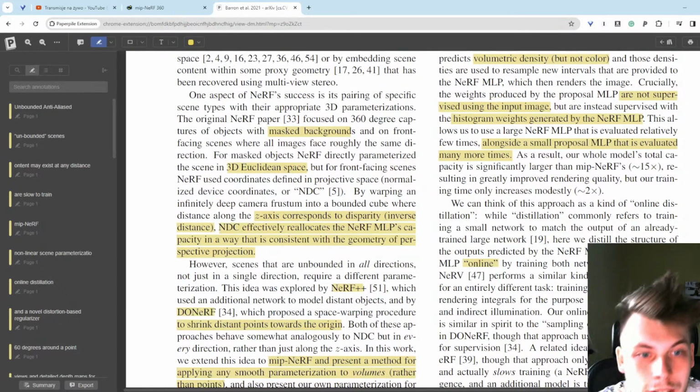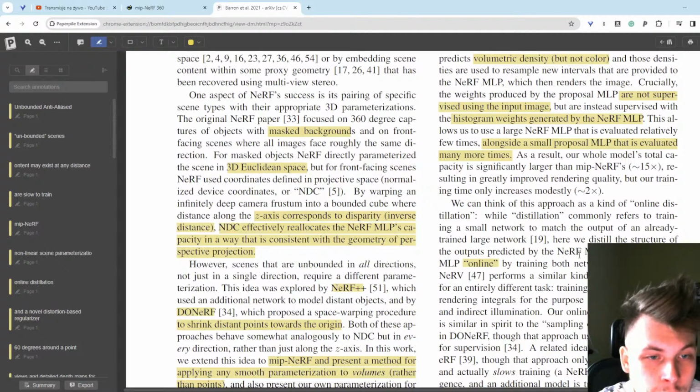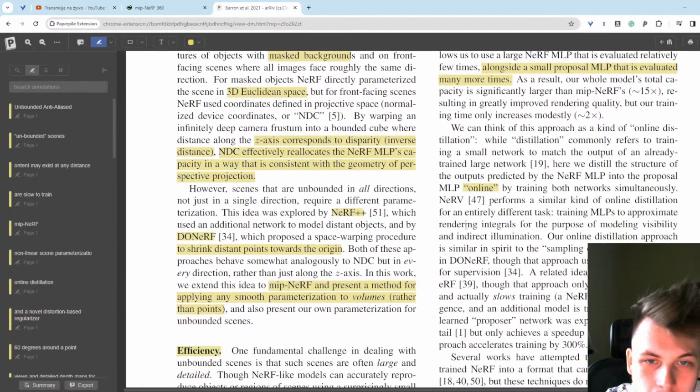So at the beginning, all of these networks will be random, right? But over time, this NeRF MLP will be getting the idea of where the density is, and as soon as it gets some idea of where the density is, this proposal MLP will be trained to generate the same idea. So it will be producing an approximation of whatever this NeRF MLP is learning, right? So that's good. They are distilling not the whole output, but just the density here.